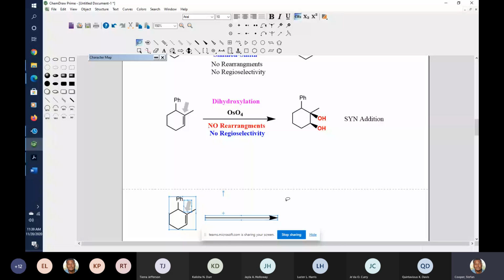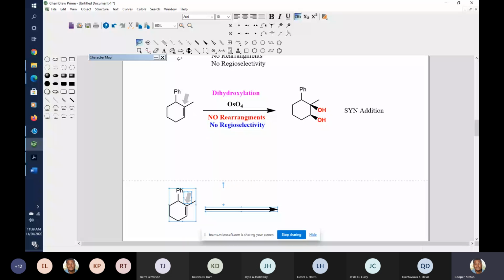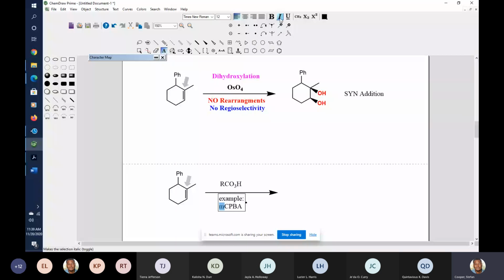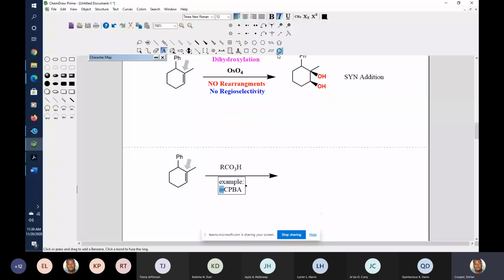So what if I gave you this compound and I gave you something called RCO3H? I'm pretty sure I gave you a more detailed compound. I did. And I told you that there's an example of this compound, and I gave you the name of it as MCPBA. Let's go ahead and draw that compound out. Let's talk about this.